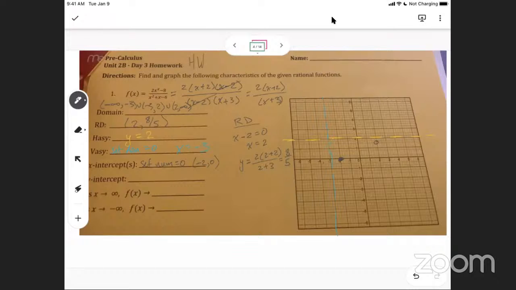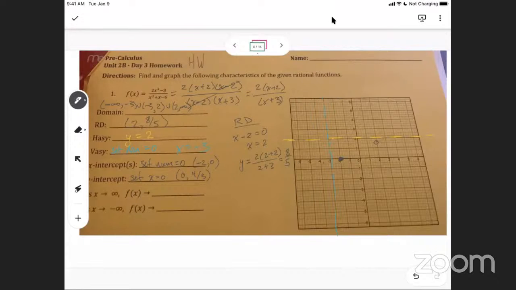And what's your y-intercept? I'm going to show you. You set x equal to 0 and solve. So if I put zeros in here, I'm going to have 2 times 2, which is 4 over 3. So 4/3 would be my y-intercept. Whoops. 0, 4/3. Got how I did that? Yeah.